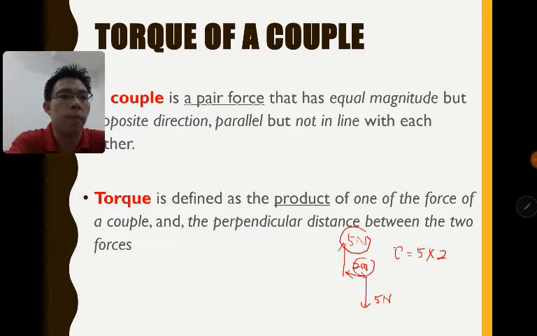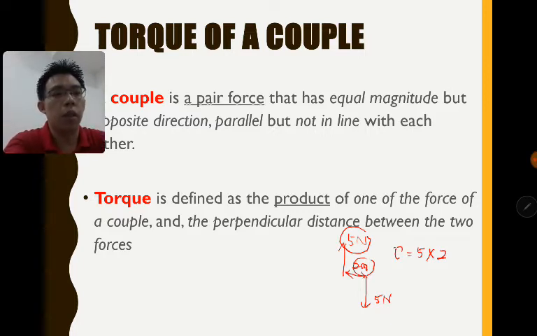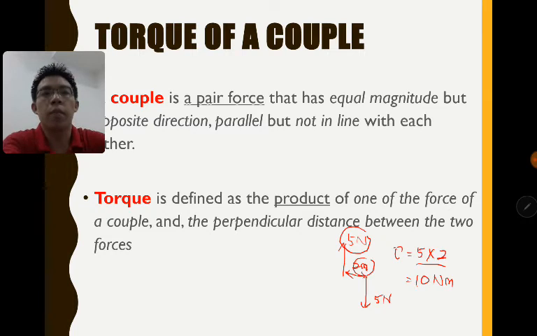The symbol is the same, like I said just now. Torque and moment, basically they are the same thing. So torque, the same symbol, tau, equals 5 times 2. So 5 times 2 for this case is 10, so 10 Newton meter. Okay, so where can you see this quantity being described?